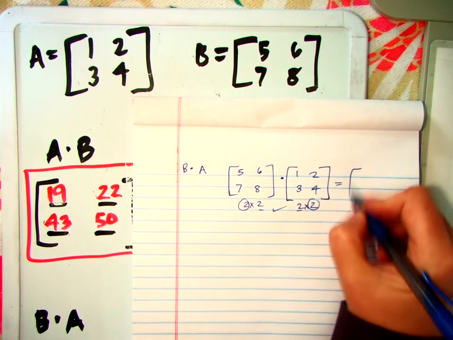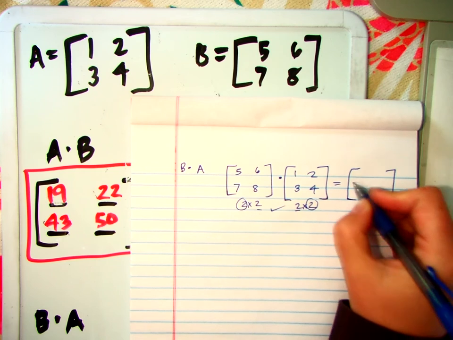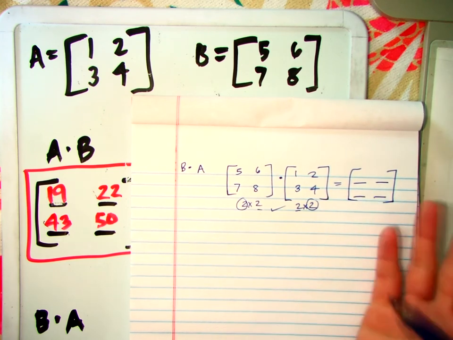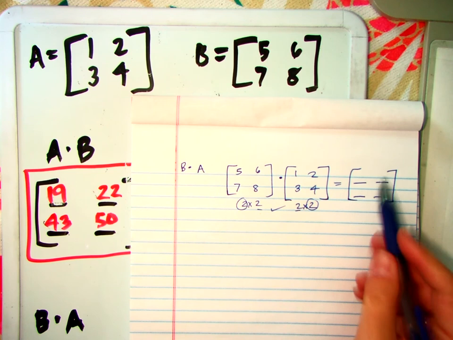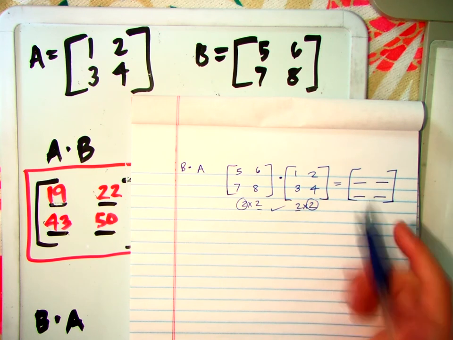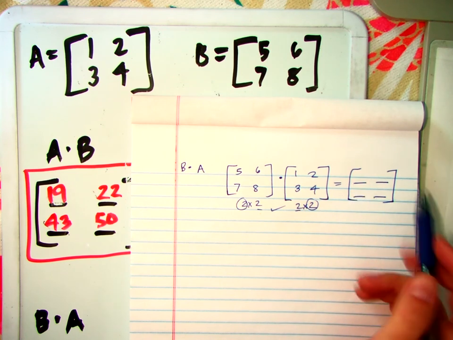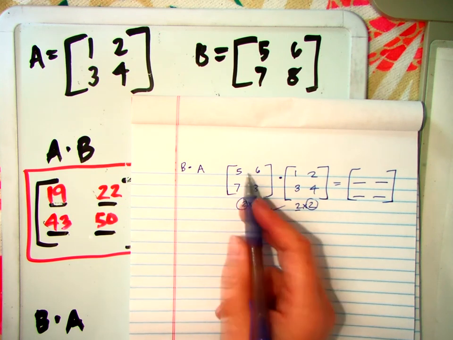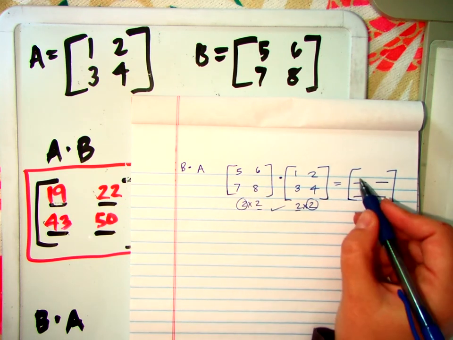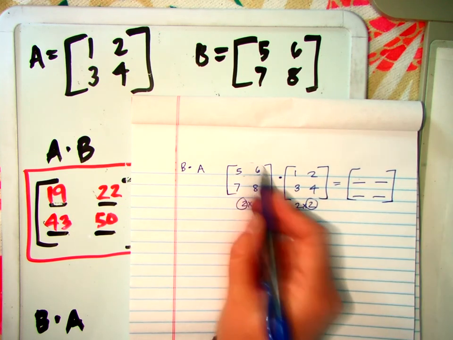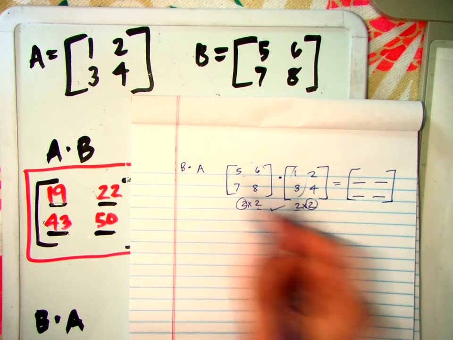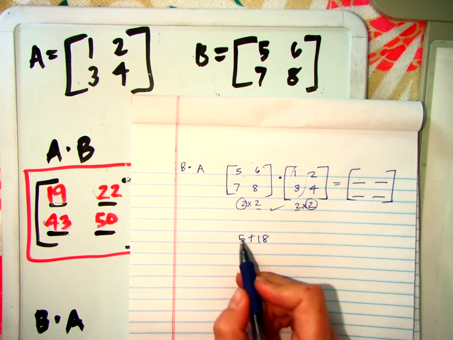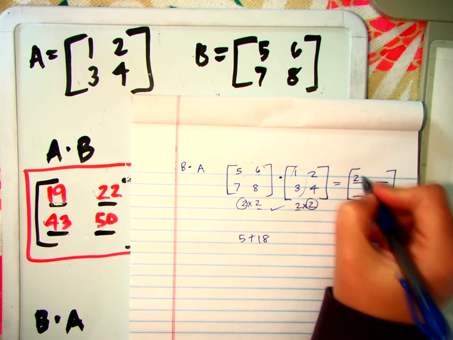And then here are our answers. So our answer is going to be another 2 by 2. I like to draw the template when I'm beginning to do this because it gives me a guideline so that I don't have too many answers or not enough answers. All right. So the first spot, row 1, column 1, I'm going to take row 1 and column 1. 5 times 1 plus 6 times 3. So 5 plus 18 is 23.